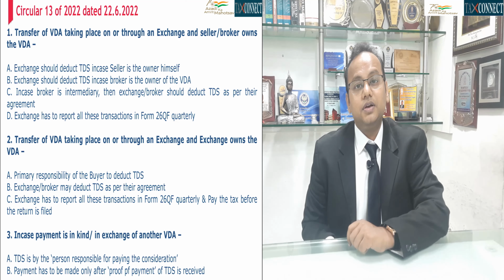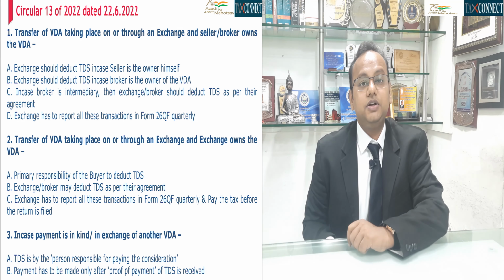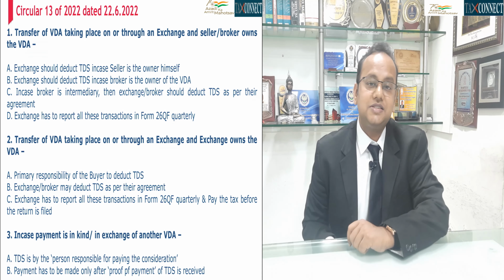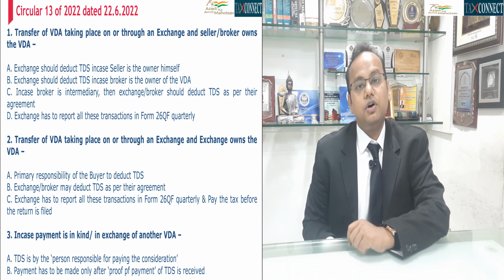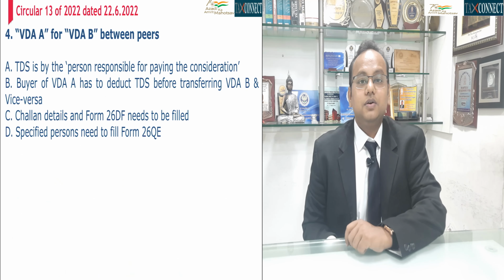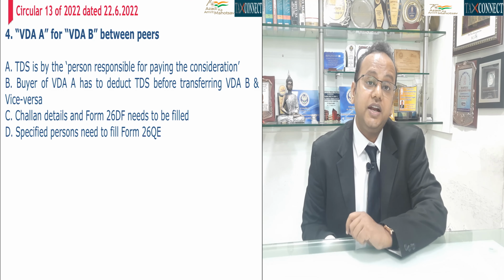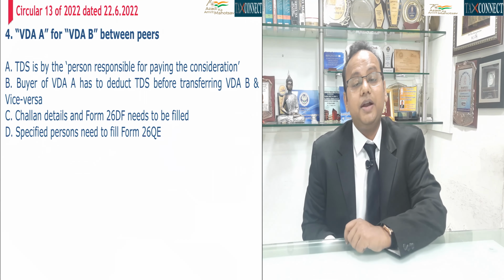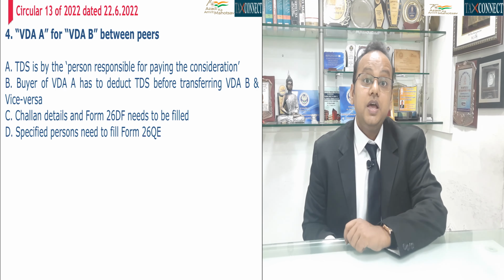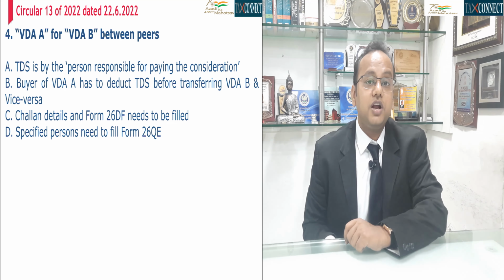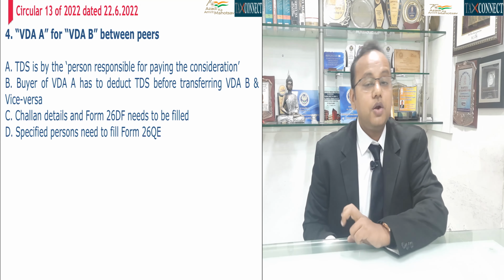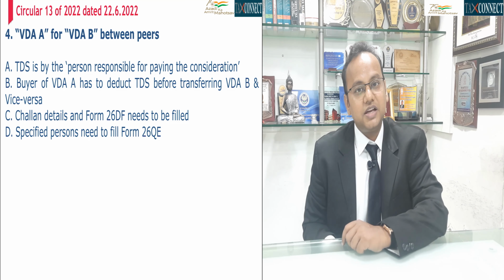In case the exchange is buying the VDA, then of course the exchange is liable to deduct the TDS, as the primary responsibility of deducting TDS under 194S is of the buyer of the VDA. One important question which was asked and which has been clarified in detail by this circular, and which would be very useful in implementing this TDS, is the exchange of one VDA for another. Say VDA A is being exchanged by A with VDA B by B. So would the TDS apply on both the transactions or not?